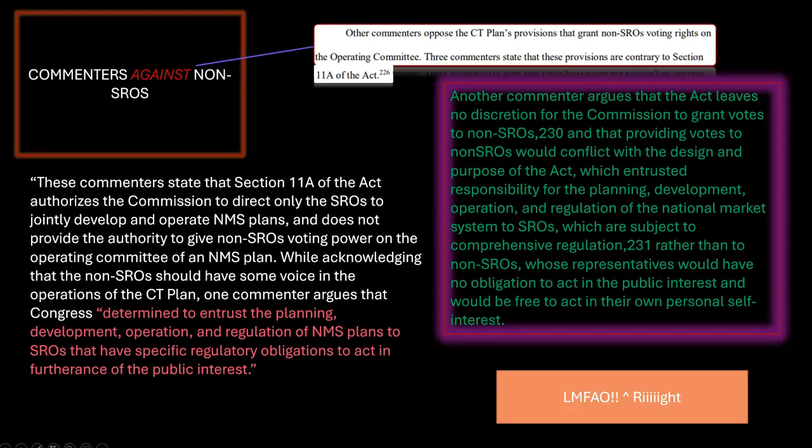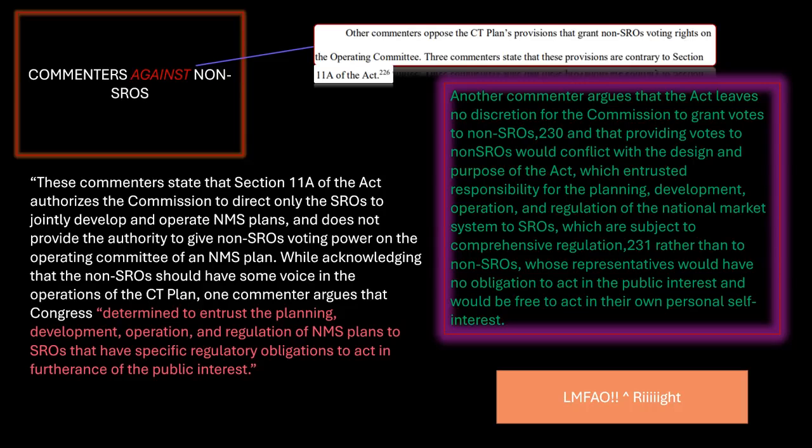Other commenters oppose the CT plan's provisions that grant non-SROs voting rights on the operating committee. The three commenters state that these provisions are contrary to Section 11A of the Act. These commenters state that Section 11A of the Act authorizes the Commission to direct only the SROs to jointly develop and operate NMS plans and does not provide the authority to give non-SROs voting power on the operating committee of an NMS plan. They're saying, you can't do that, SEC.